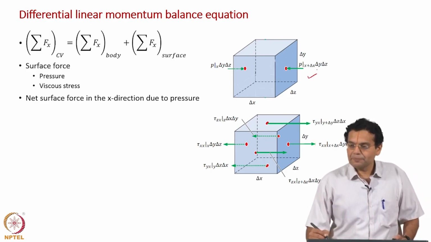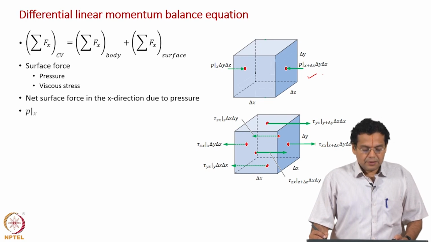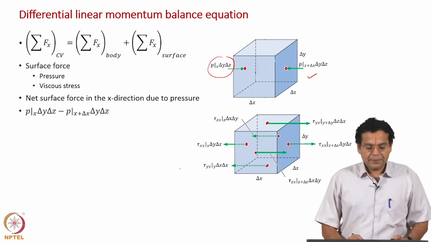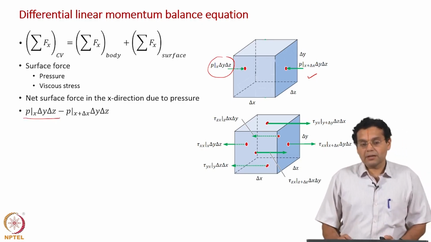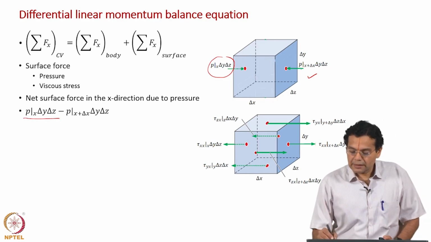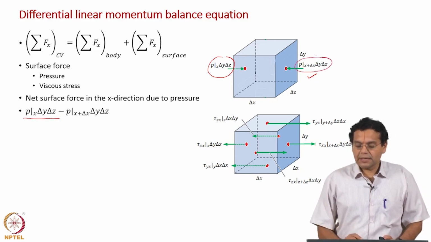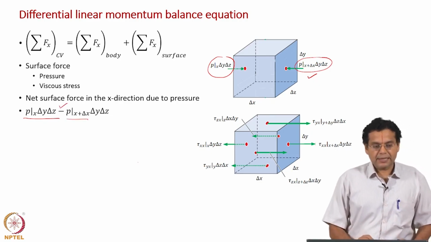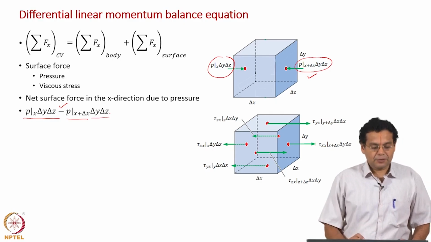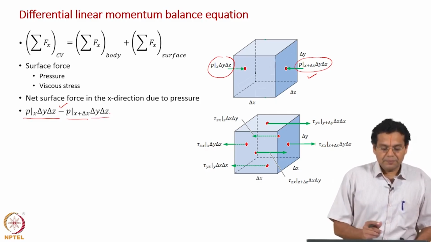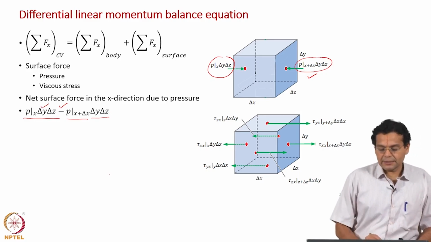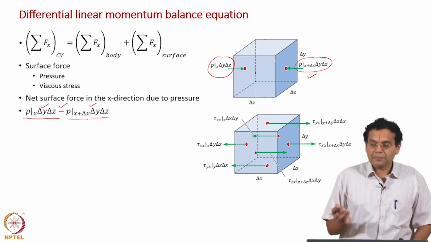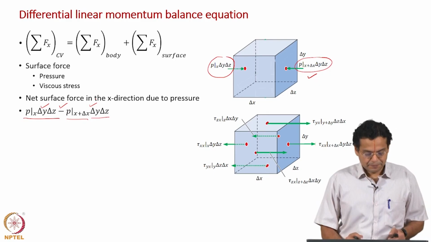Take this control volume, okay, and P evaluated at x multiplied by area is a positive force because it is active along the positive x axis, and on the right hand side the force is along the negative x axis. So, we have minus P here, and now P evaluated at x plus delta x multiplied by delta y delta z. So, that is why it says net surface force, this is along positive x axis, this term is along negative x axis, that is why we say net surface force in the x direction due to pressure.